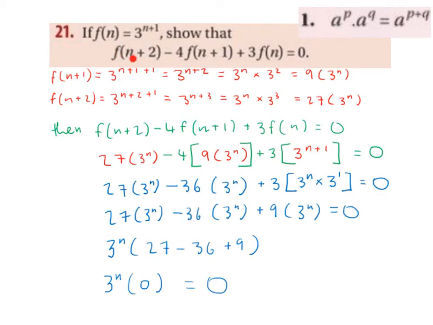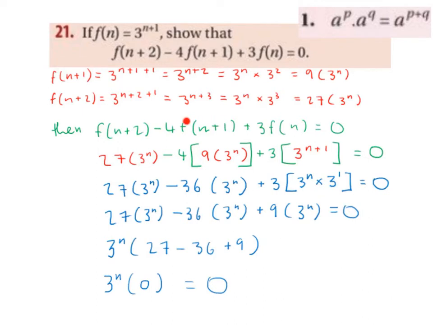So then I'm going to go back to this part of my question. f(n+2) - 4f(n+1) + 3f(n) should be equal to 0. So I'm going to write that down here. f(n+2) - 4f(n+1) + 3f(n) is equal to 0. Then all I really have to do is just substitute in the values that we got for each of our functions. So we got f(n+1) to be 9 times 3^n.